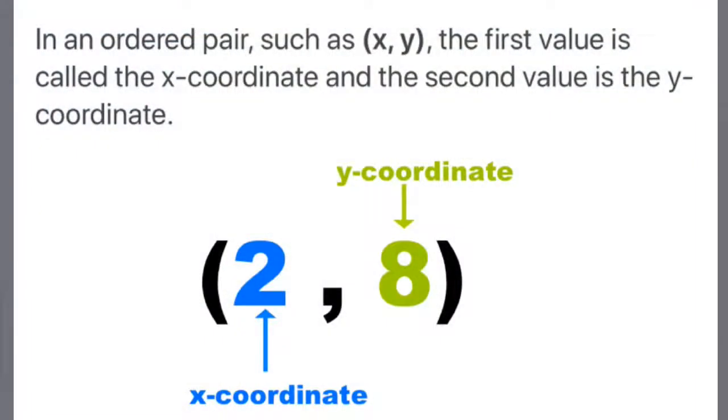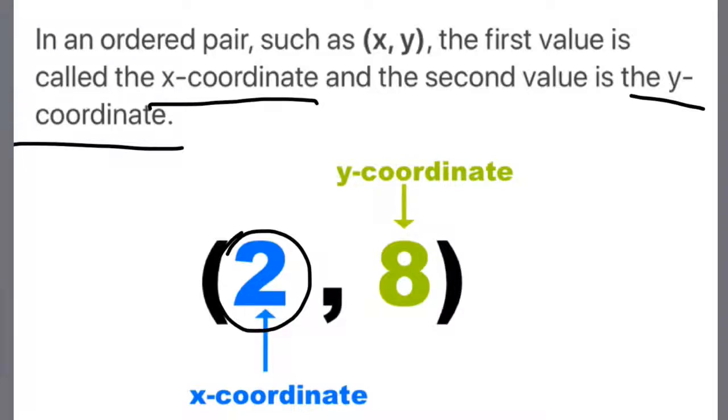Now let's look more specifically at an ordered pair. This is an example of an ordered pair. When you write an ordered pair, you put the 2 numbers in parentheses and you separate your x and y coordinate using a comma. In an ordered pair, such as x, y, the first value is your x coordinate and the second value is your y coordinate. So here, your first value is your x and your second value is your y. So this is the ordered pair (2, 8). Again, remember that you always put ordered pairs in parentheses.